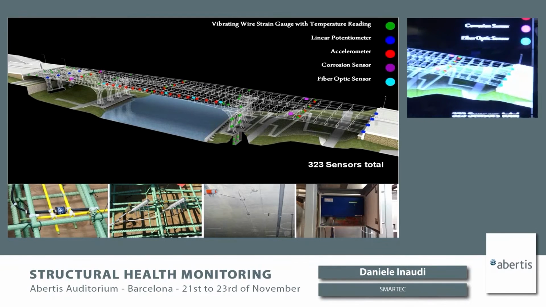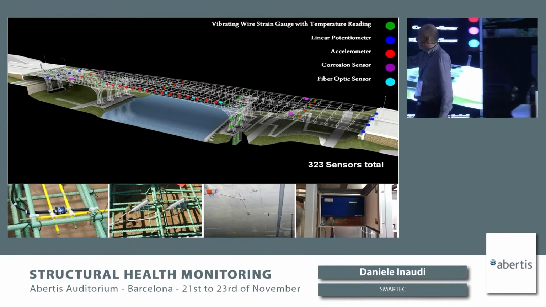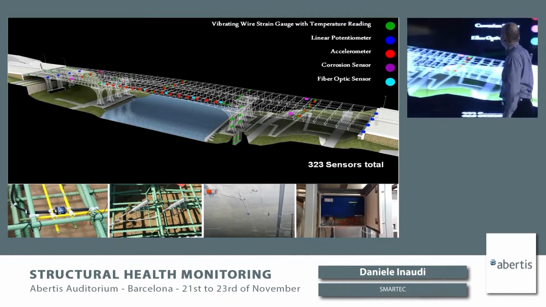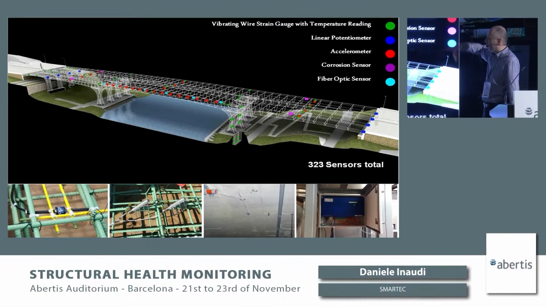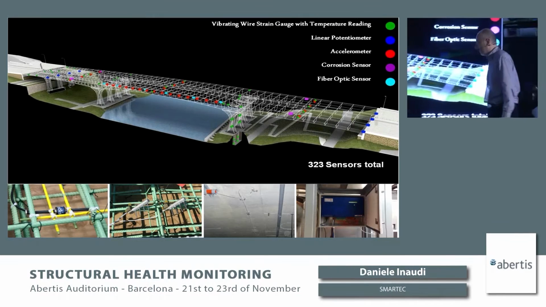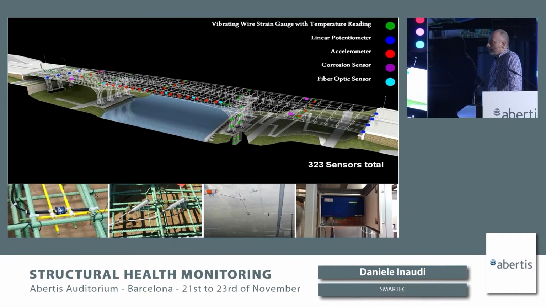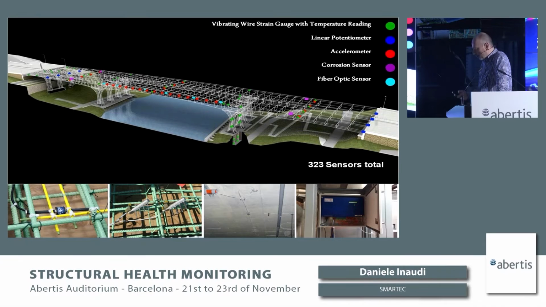We have strain gauges, temperature sensors. We have linear sensors to monitor the expansion joints. We have accelerometers in the main span to measure the vibration of the bridge. We have corrosion sensors to measure the penetration of chlorine into the deck from de-icing salts. And we have fiber optic sensors to monitor the deformation of the main span. On the bottom, you see a few pictures of vibrating wire, corrosion, fiber optic, and data acquisition unit. In total, about 300 sensors were installed on this particular bridge.